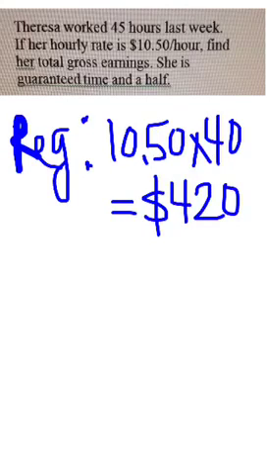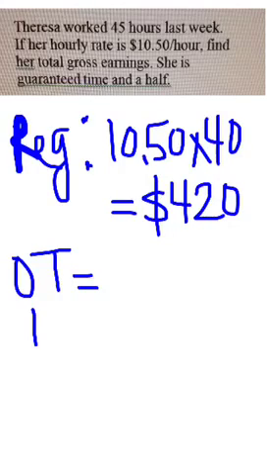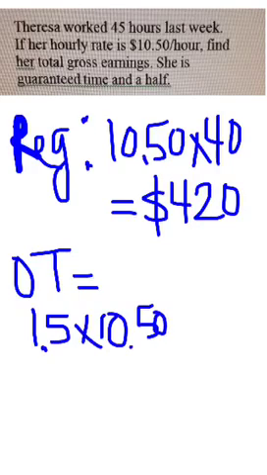To find the overtime, since she is guaranteed time and a half, we can use 1.5 as our multiplying factor. So 1.5 times $10.50 times the number of hours she worked over the regular 40. So that would be 5.